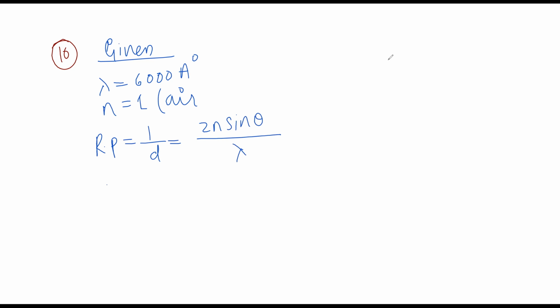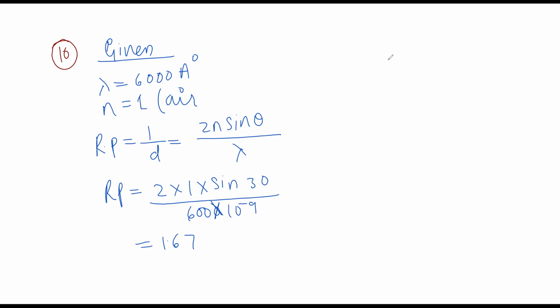And substitute the given values: 2 into 1 into sin theta. What is theta given as? 30 degree is given. So sin of 30 degree divided by wavelength, what is it given as? 600 into 10 to the power of minus 9. When we simplify this, we get 1.67 into 10 to the power of 6. So this is the solution for the 10th one. First, what is given, then the required formula, substitution, and simplify.